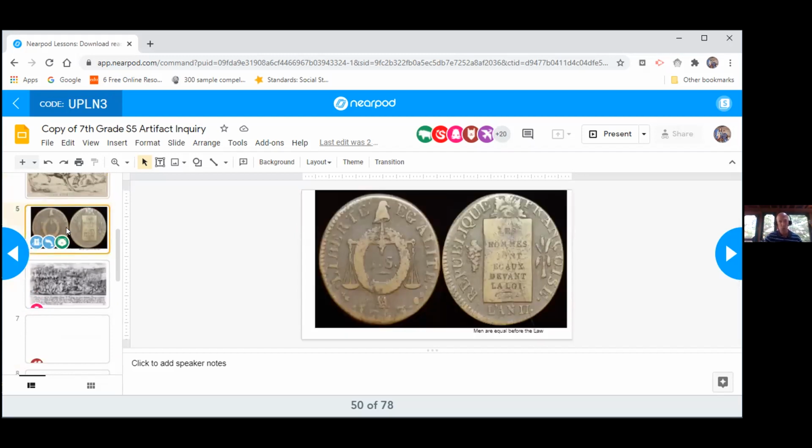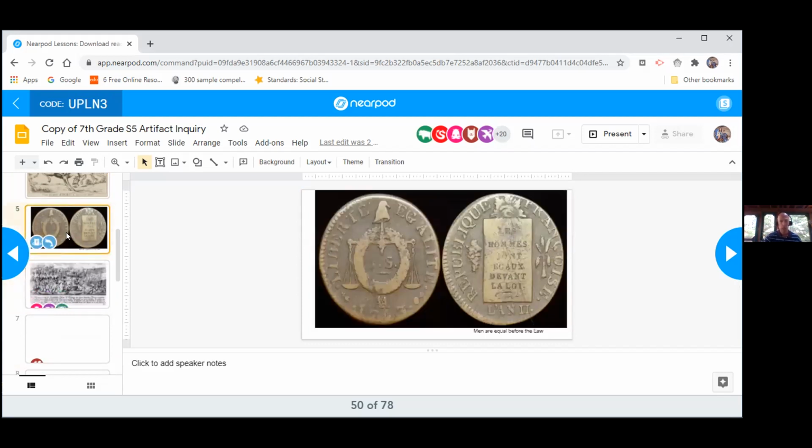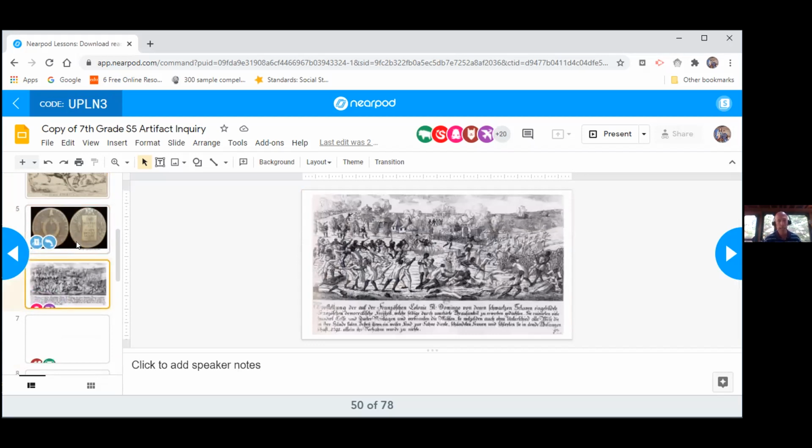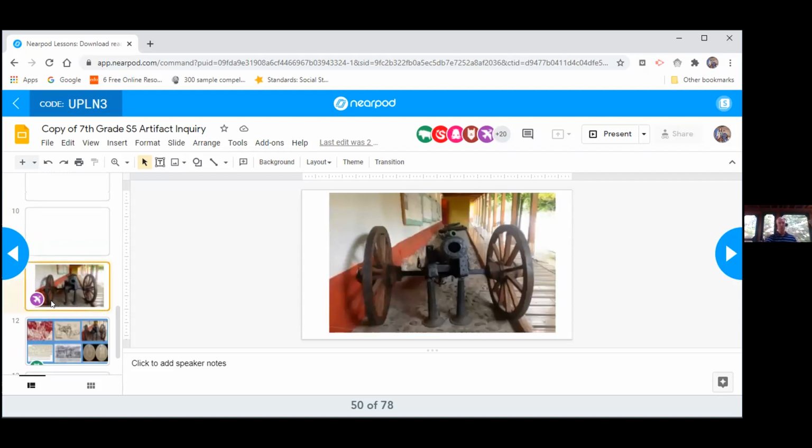Again, the coins were from the French Revolution, saying men are equal before the law. This is from the Haitian Revolution. You can see the fighting there, and this was the slave revolt. This was a cannon from the Wars of Independence in South America. This was Simon Bolivar. And so all of these you would put together as having to do with revolutions.